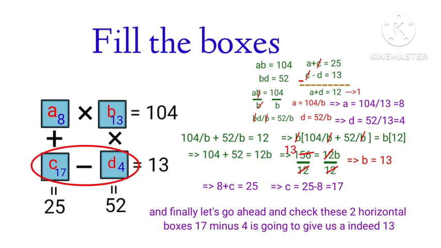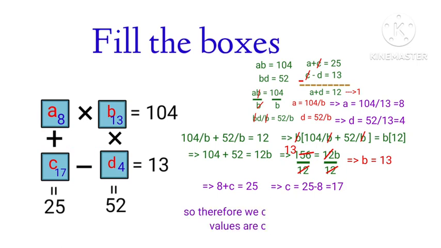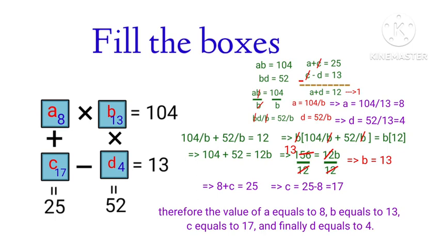And finally, let's check these two horizontal boxes. 17 minus 4 is going to give us 13. So we conclude that all these values are valid solutions. Therefore, the value of A equals 8, B equals 13, C equals 17, and finally D equals 4.